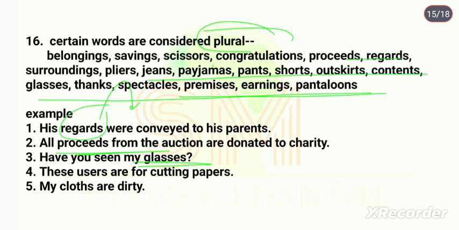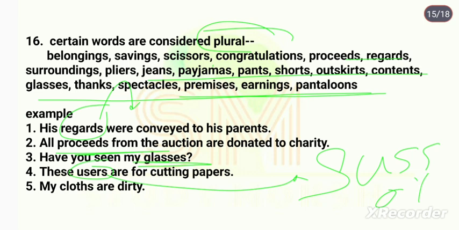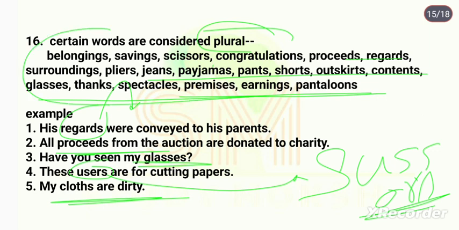These scissors, not this scissors, कटिंग पेपर की बात हो रही है. So this is scissors, S C I S S O R S. These scissors are for cutting papers. My clothes are dirty. Okay, so these words we have to keep in mind. They always act as plural.